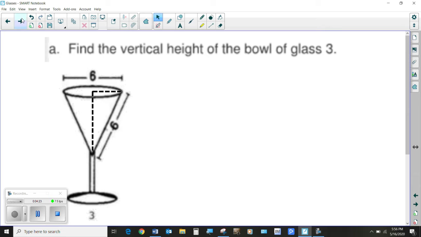How many centimeters is that? And I'll give you a hint. If you got an answer that's more than 6, you've made a mistake. Because remember, in a right triangle, the hypotenuse, which we see here is 6, is the longest side. So this leg and this leg must be less than 6. Just keep that in mind.